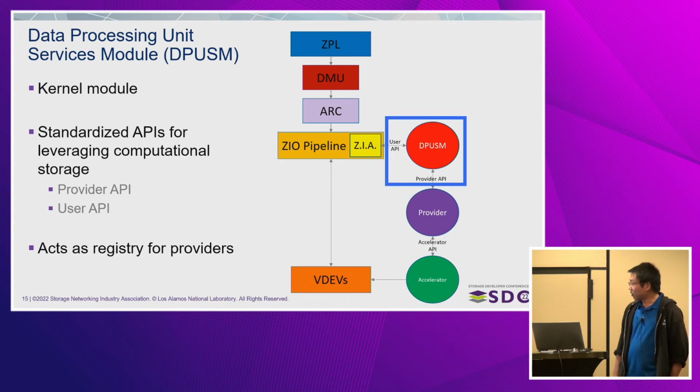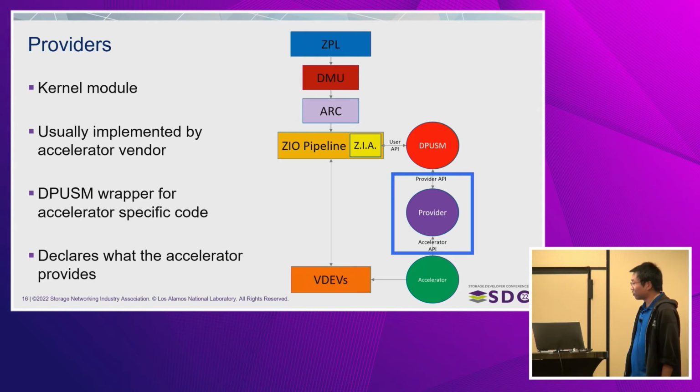So I'm going to go slightly out of order here and start with the DPU-SM, whose full name is the Data Processing Unit Services Module. It is a simple kernel module whose main purpose is to provide standardized APIs for leveraging computational storage. The two APIs are the provider API, which faces accelerators, and the user API, which is what users will call no matter what accelerator they use. The DPU-SM also acts as a simple registry for providers to do some basic bookkeeping and quick checks that are generic enough that it can do.